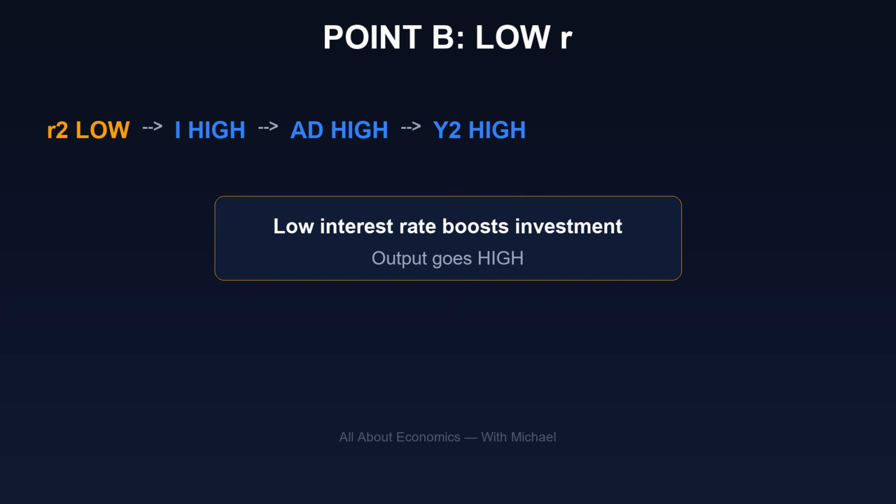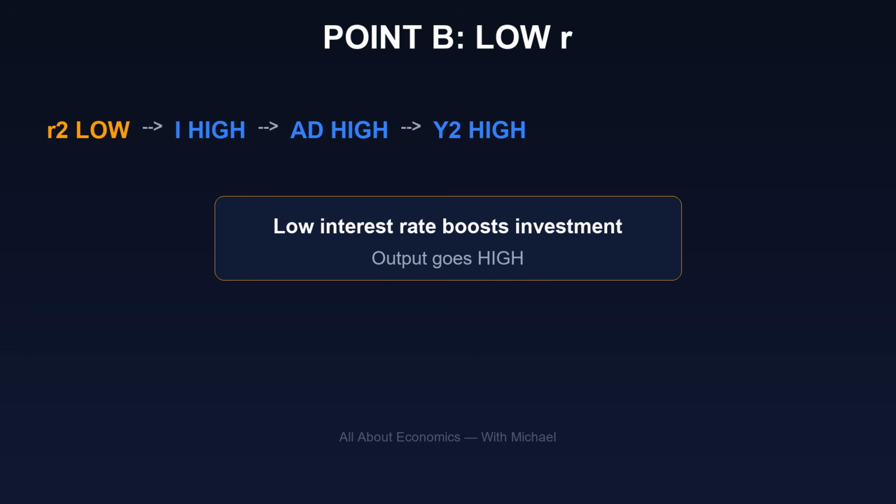Let's move on to Section 3, moving along the curve, the internal mechanics. This is where things get really dynamic. We need to see what happens inside the economy when that fluid variable, the interest rate, starts to shift. Imagine we start out at point A, where the interest rate is high. Because borrowing is so pricey, investments are low, and as a result, our total output is also pretty low.